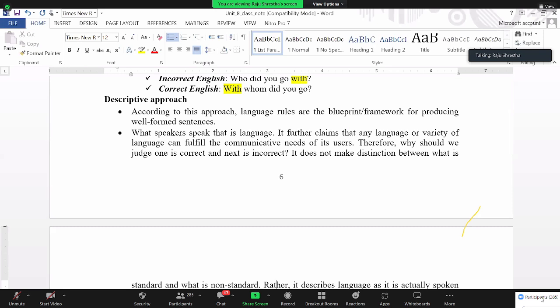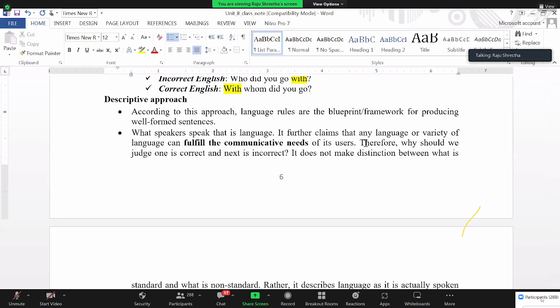त्यही नै ल्याङ्ग्वेज हो. त्यही भएर फरक भएन है if it further claims that any language or variety of language can fulfill the communicative needs of its user. This is important. जुनसुकै variety of language हामीले प्रयोग गरौँ हैन, then that can fulfill our communicative needs. That's fine. That is what language we are using. So there is no question of standard language, non-standard language like this. So therefore, why should we judge one is correct and the next is incorrect?